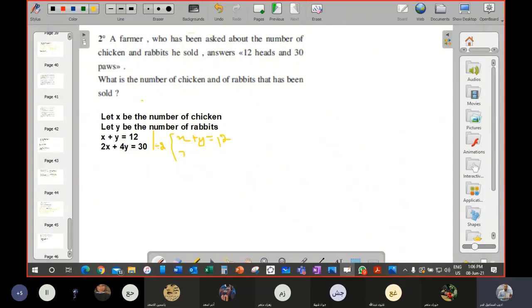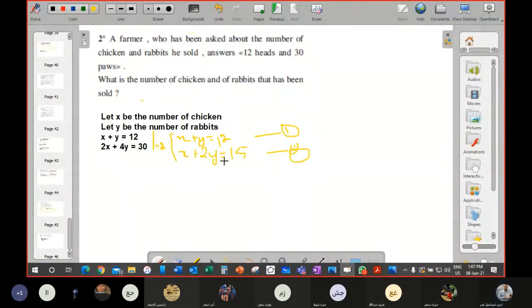2x divided by 2 gives us x. So x plus 2y. We also divide 4y by 2, which gives us 2y, equal to 30 over 2, which is 15. Okay, this is equation 1 and this is equation 2.